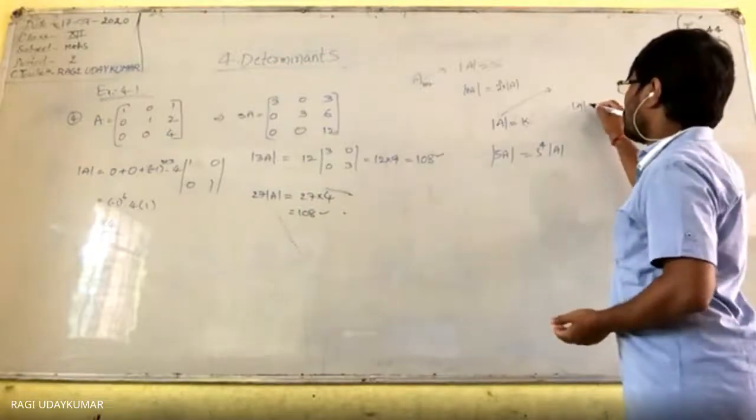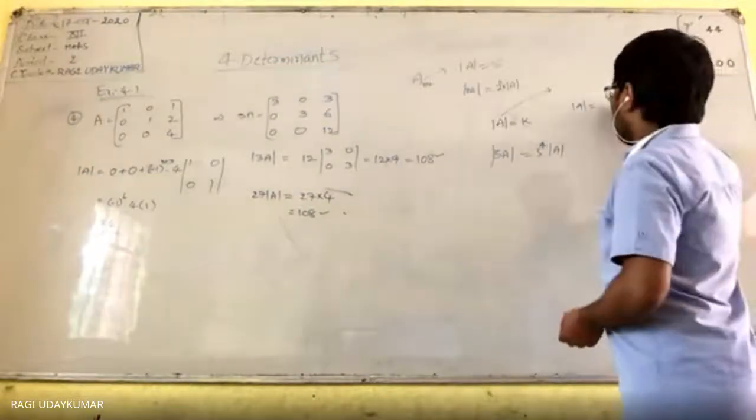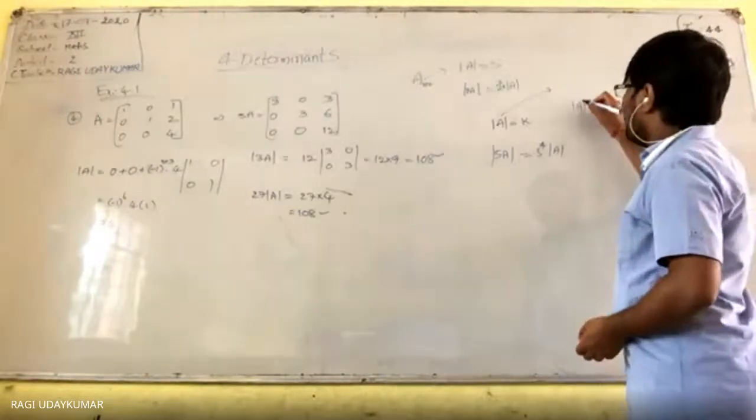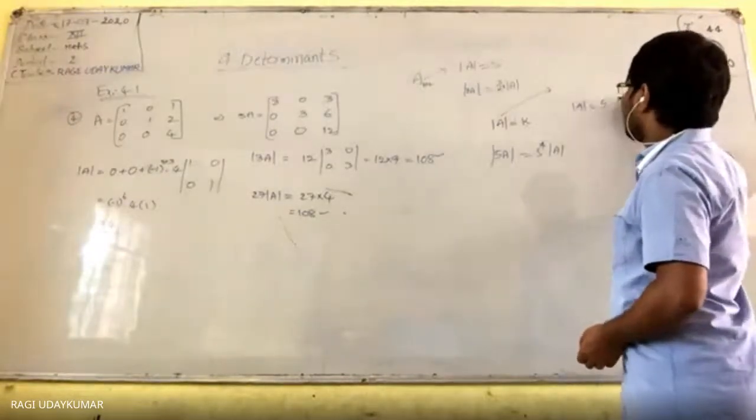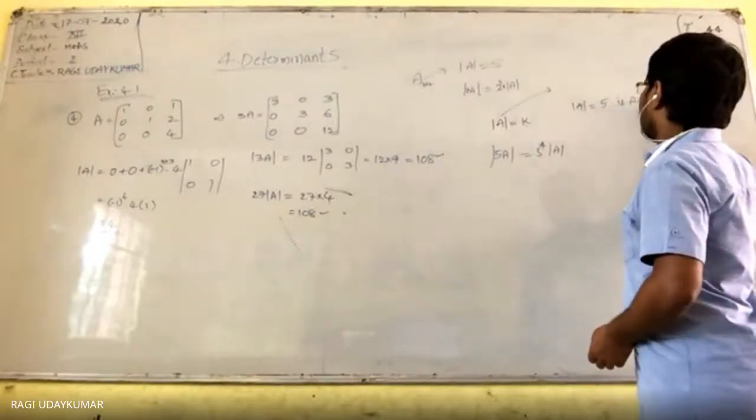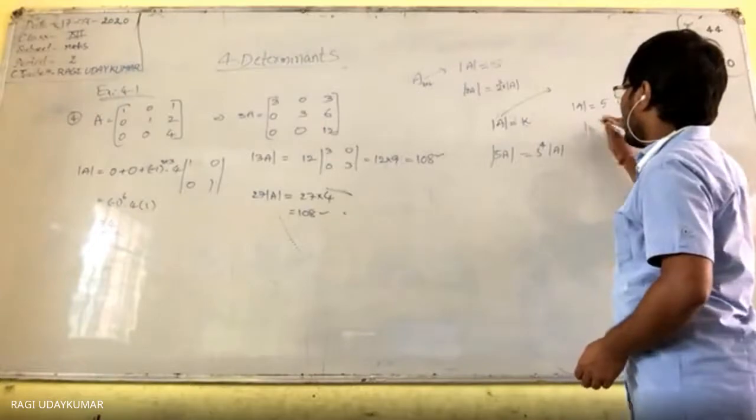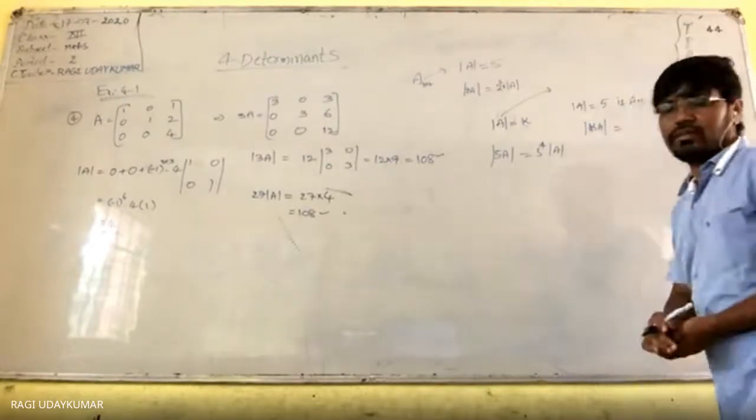They may ask that the determinant of matrix A is equal to some number, 5, they will give it. Then A is of order 3 by 3 matrix, then determinant of KA. Can anyone tell?